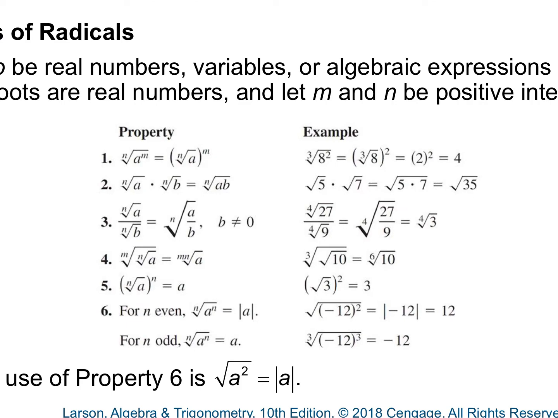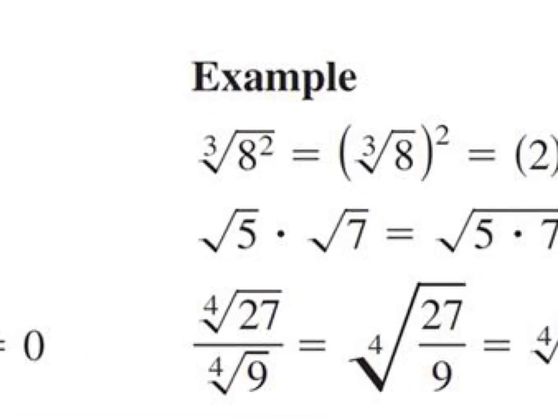If you had a problem like this, it says the cube root of 8 squared. What I would tell you to do is work inside out. I'd evaluate from the inside and work out. What is 8 squared? 64. So then you figure out what number times itself 3 times gives you 64.